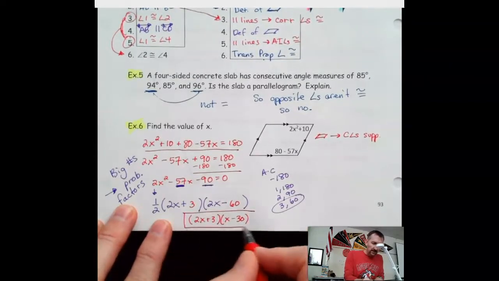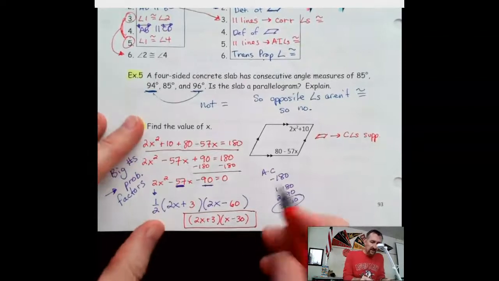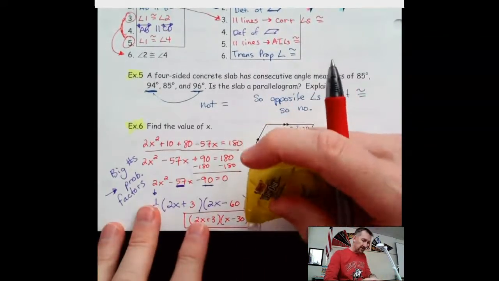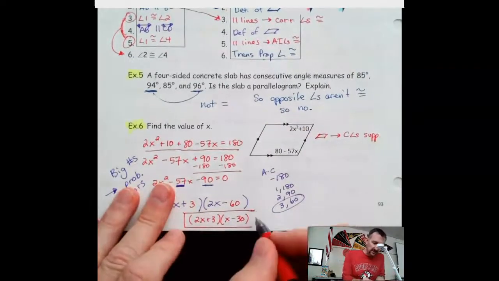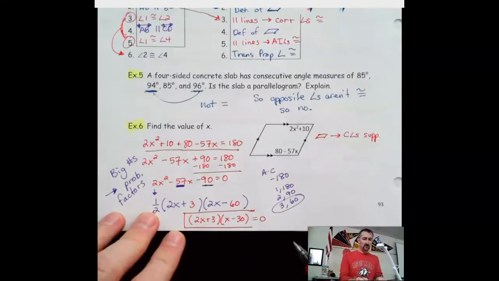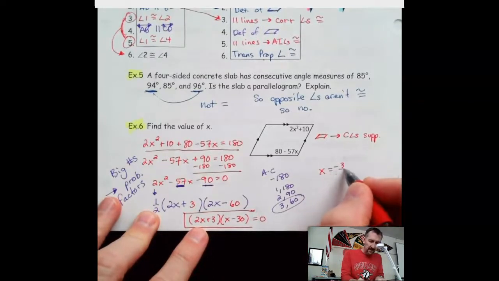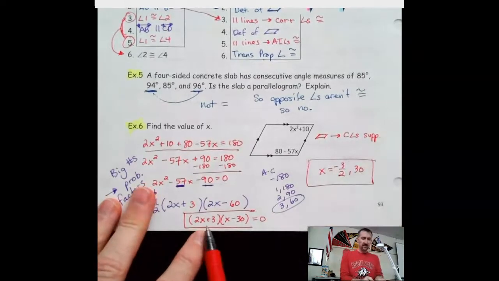And we could multiply that back together to check, except it says find the value of x, so I wasn't done. That's what happens sometimes. We do a lot of work and we just stop because we're so excited. It said find the value of x. So x could be negative 3/2, or x could be 30. Because if this times this equals 0, then one of them has to be 0.